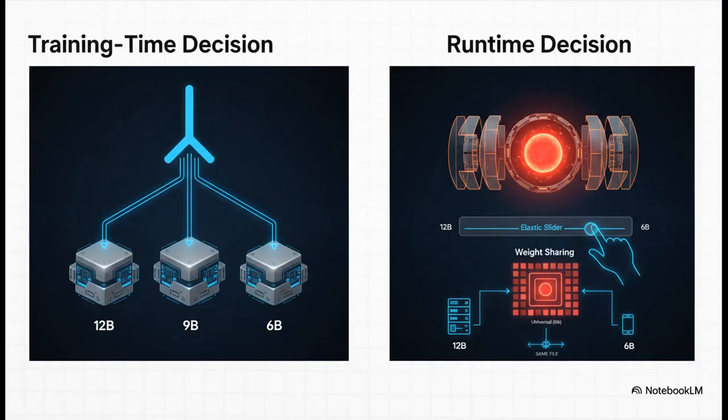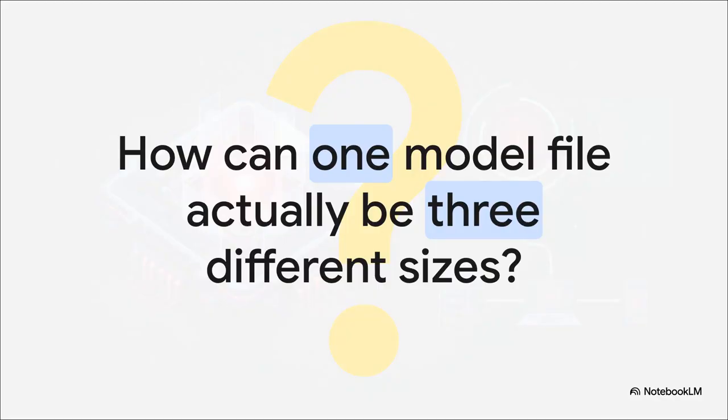So Nemotron-Elastic comes in and proposes a pretty radical shift in thinking. What if model size wasn't this permanent, irreversible decision you make at training time, a decision that creates a permanent fork in your whole project? What if instead it was just a flexible choice you could make at runtime? Right, this is the question any sharp engineer should be asking right now.